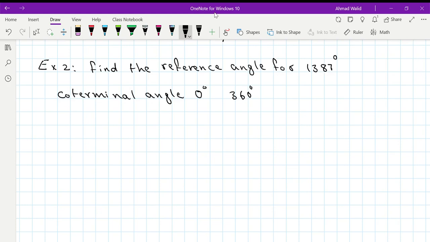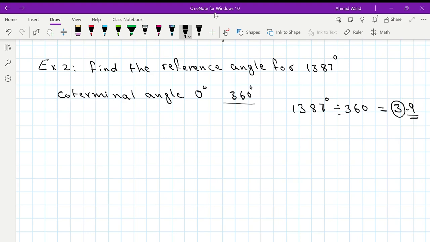To do that, we have to find how many times I should subtract 360 from 1387 degrees to get that angle. The easy way is to divide 1387 by 360. It gives you a decimal, 3.9. Don't worry about the decimal part. The important part is the whole part, 3.